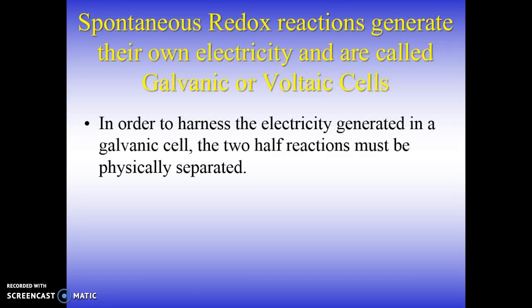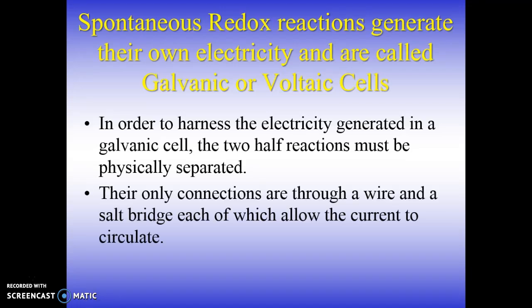So in order to harness the electricity from a spontaneous reaction, you have to keep the two reactions physically separate. The two half reactions, the oxidation half reaction and the reduction half reaction, have to be physically separated. They're only going to be connected by two things. Number one, the wire that's going to be used to deliver the electricity to whatever it is you want to power. And then something else called a salt bridge, which allows, number one, the closing of the entire circuit, but it also helps maintain electric neutrality inside each of the two half reactions.